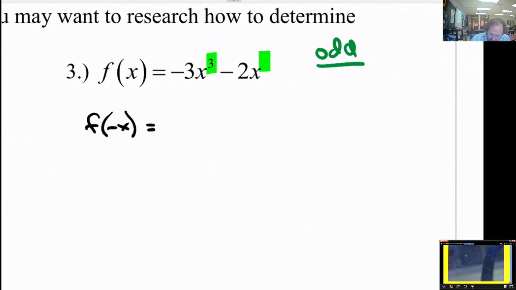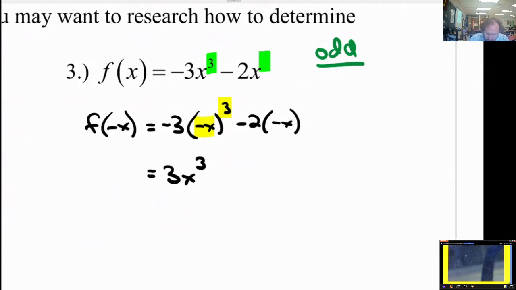F of negative x in this problem is negative 3 times negative x to the third power minus 2 times negative x. And again, what we have to do is simplify this. Negative x to the third power is going to be negative x to the third, which cancels out the negative in front of 3 and leaves you with 3x to the third, positive. The odd number of exponents gives you an odd result when you're all done. The same thing is true about the next term. Negative 2 times negative x is plus 2x.